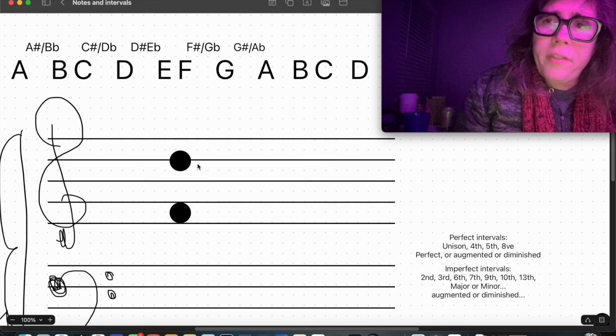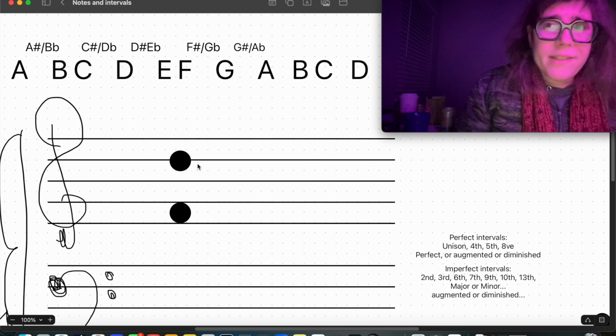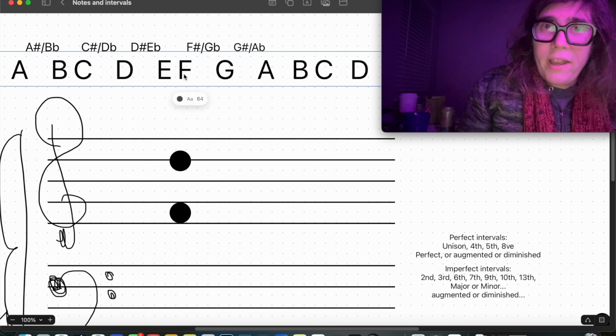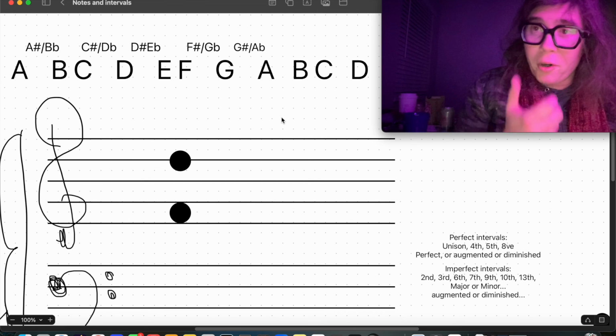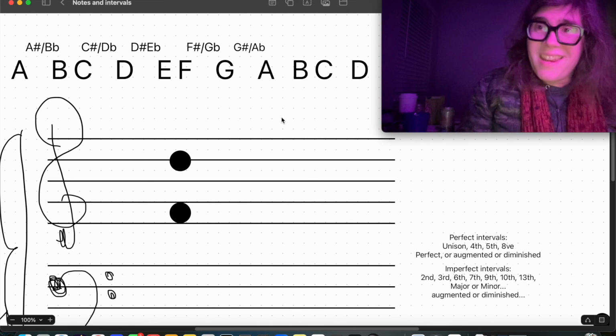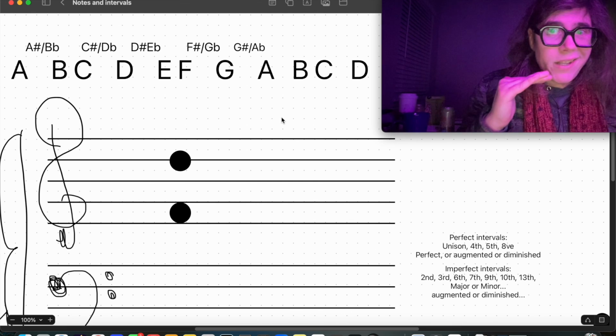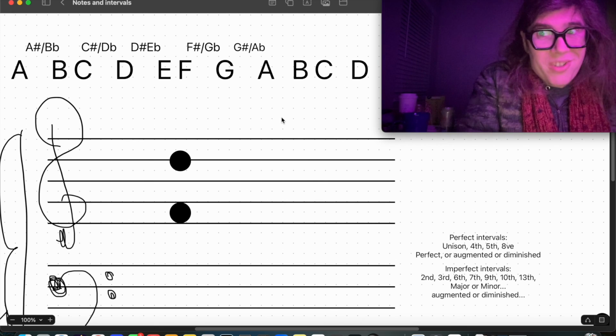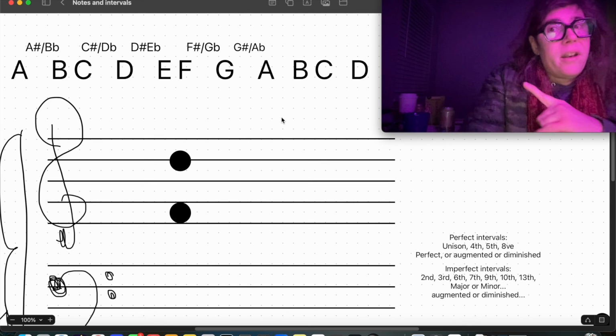And the way that I'm thinking about that quickly is that I already know that F to C, the one below it, that would be something called a perfect fifth. And the D is a whole step above the C. It's a whole step. It's a major 6.